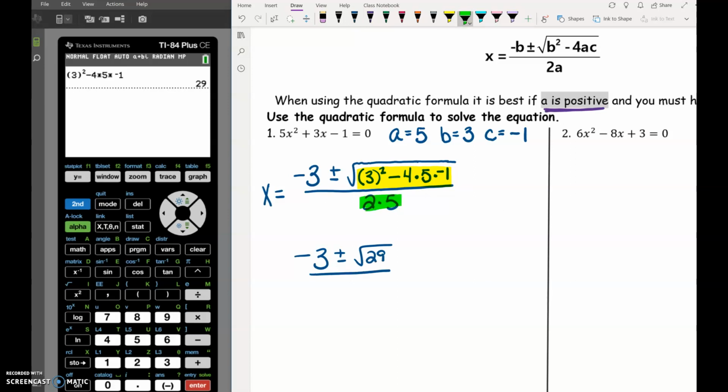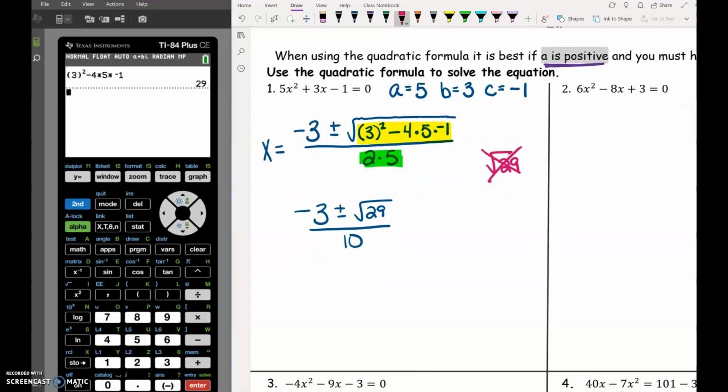The other thing you can do is the multiplication on the bottom. 2 times 5 is 10. We are almost to our answer. We would need to take the square root of 29 and think about, can we simplify the square root of 29? So, yeah, no, we can't. It's going to stay the square root of 29. This would be your answer. -3 plus or minus the square root of 29 divided by 10.